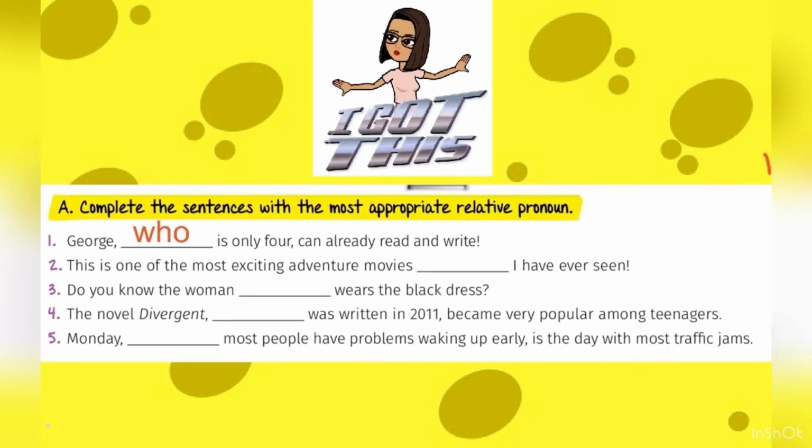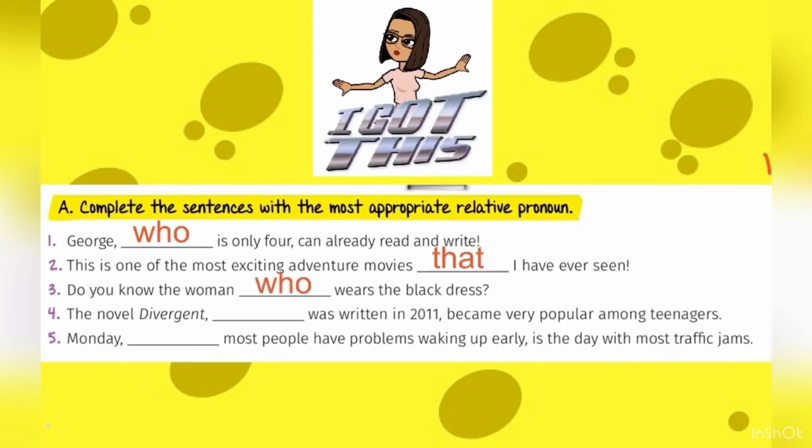Number 2, this is one of the most exciting adventure movies I have ever seen. We're talking about a movie, and a movie is a thing. We use the relative pronoun that. Number 3, do you know the woman blank wears the black dress? We're talking about a woman, and a woman is a person. So correct, we're going to use the relative pronoun who.